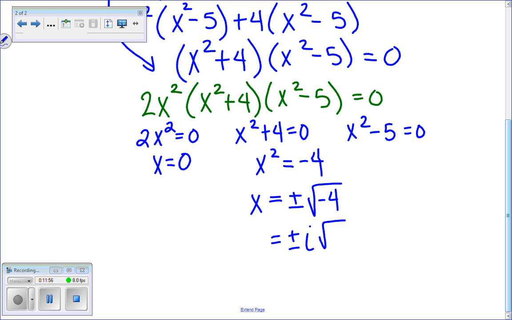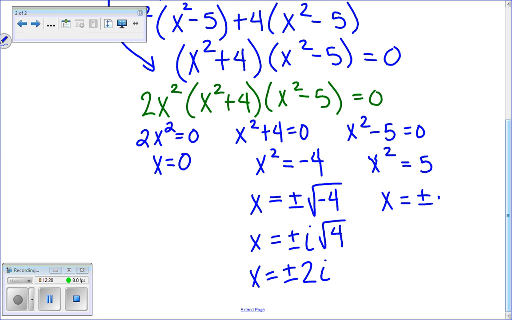Okay, I'm showing more steps than I need to, but that's mostly because I'm doing this on a video and not talking to you guys as you're sitting right in front of me. So now I take the square root of 4, which is 2. So now I have 3 of my solutions. X equals 0, x equals plus or minus 2i. Okay, and the last one, x squared equals 5, so x equals plus or minus root 5.